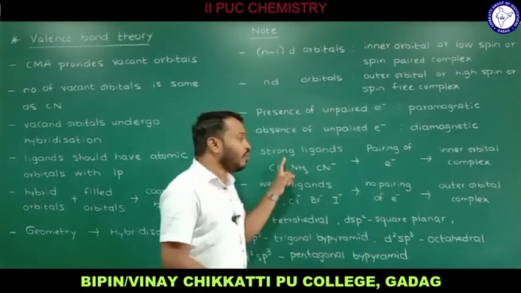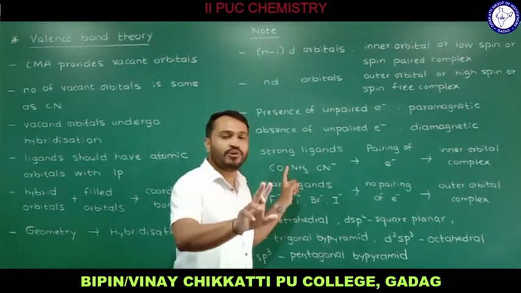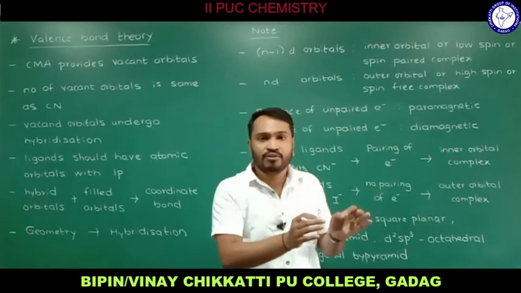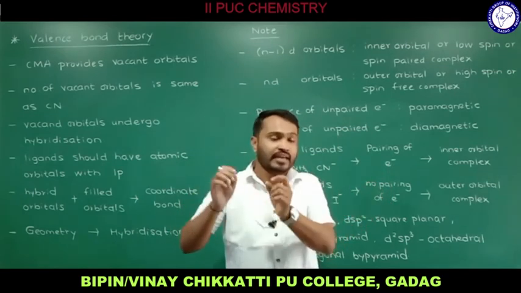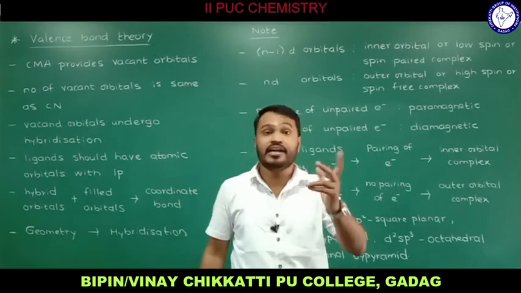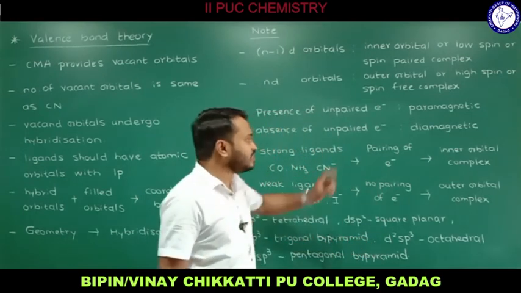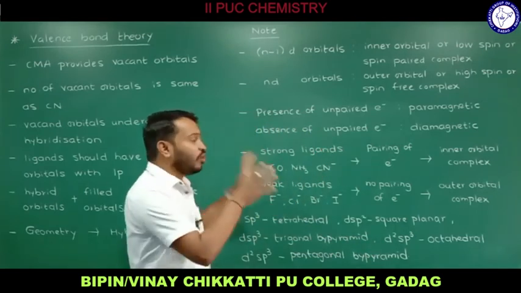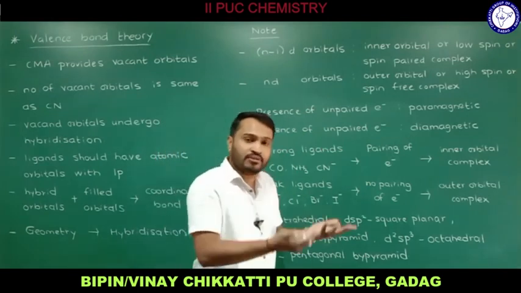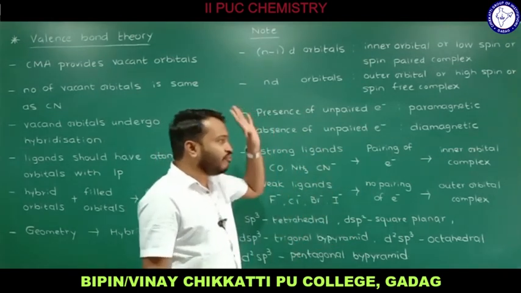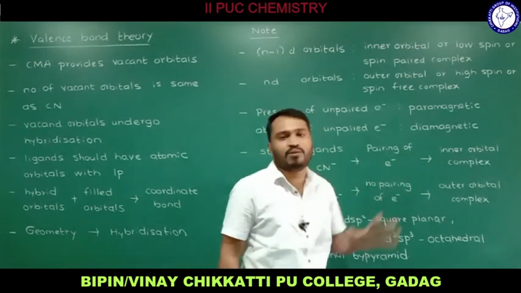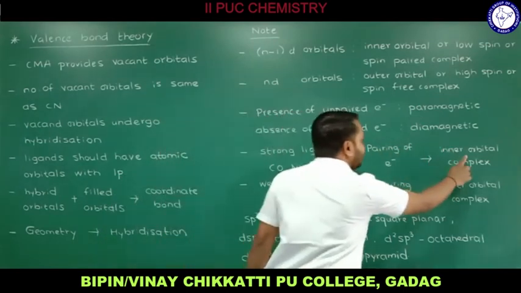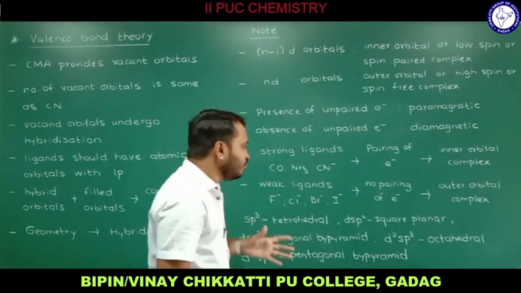But strong ligands do not follow Hund's rule. Even though there are fewer ligands and more atomic orbitals, the pairing of electrons takes place against Hund's rule. So pairing of electrons takes place against Hund's rule when we have a strong ligand in a complex. And remember that the kind of complex we get is an inner orbital complex. In short, if we have strong ligands, we are going to get the inner orbital complex.